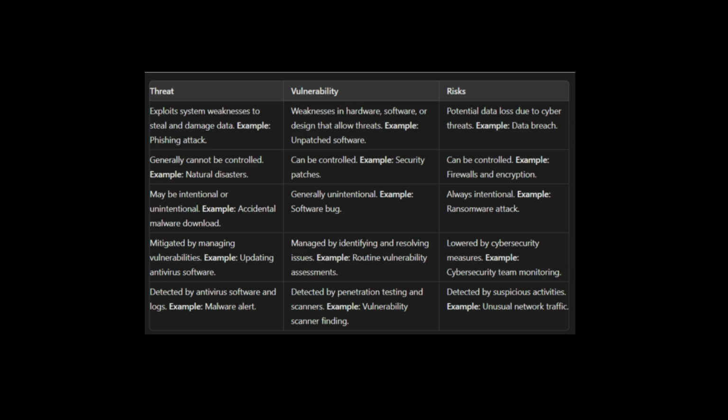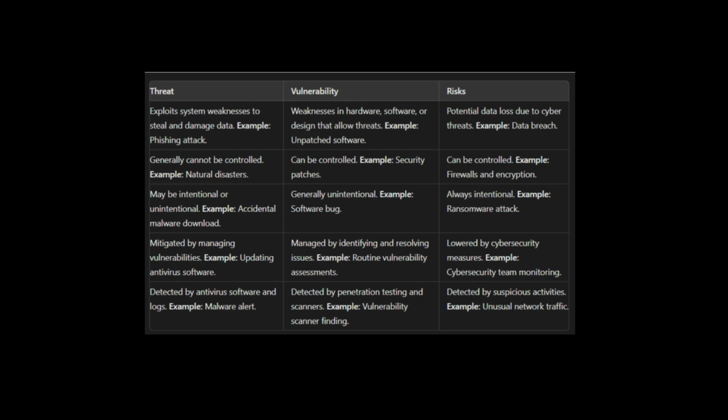On the other hand, vulnerability is generally unintentional. For example, a software bug that is already there, so the person using the application has no idea about having such a vulnerability. The third one is risk, always intentional. For example, a ransomware attack. It is mitigated by managing vulnerabilities. For example, updating antivirus software.